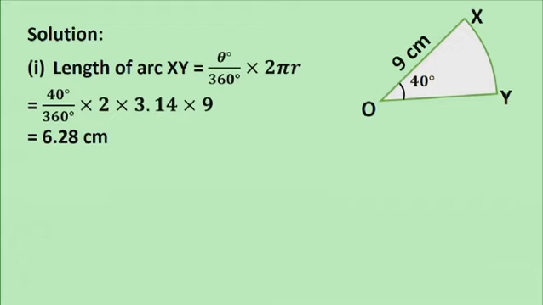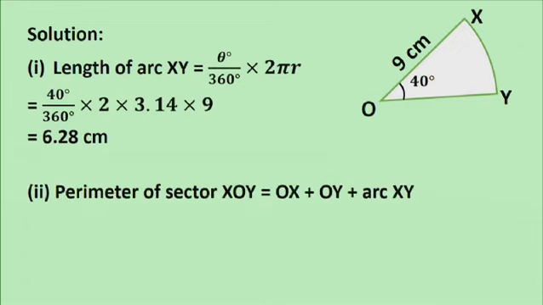Now to calculate the perimeter of the sector XOY. This figure is bounded by OX, OY, which are the radii, and the arc XY. Substituting the values, we get 9 plus 9 plus 6.28, which is equal to 24.28 centimeters.